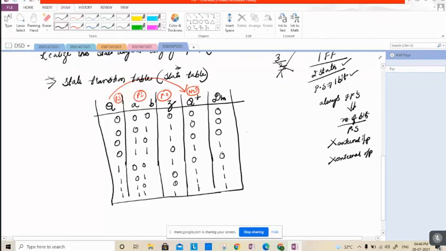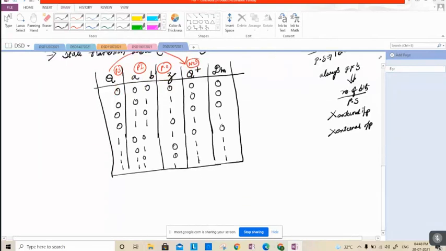Now tell me the expression for Z. Z is a function of Q, A, B. This is equal to Sigma M of the minterms 1, 2, 4, 7. If you simplify this, you will get the expression. You may verify it later.